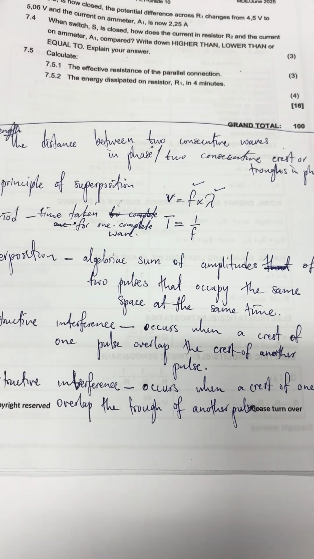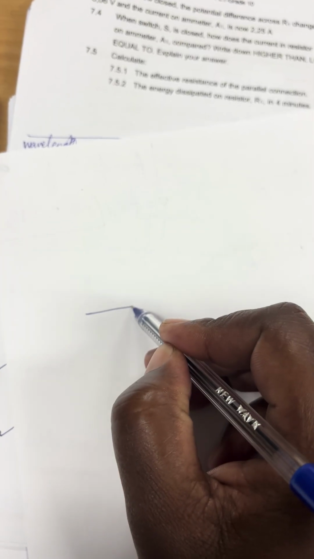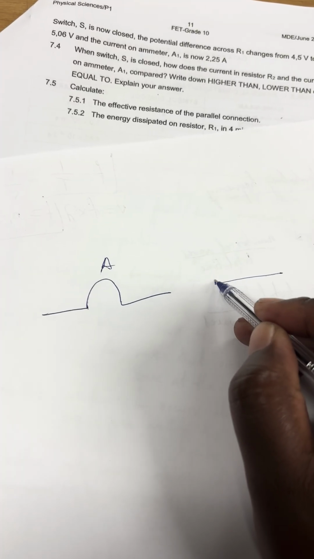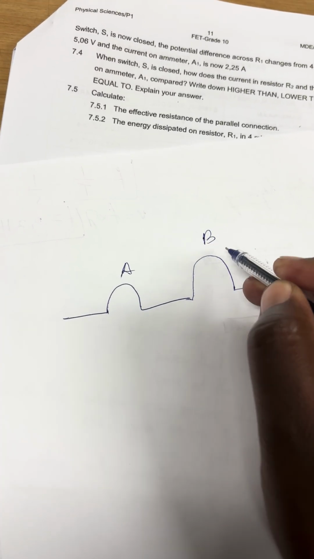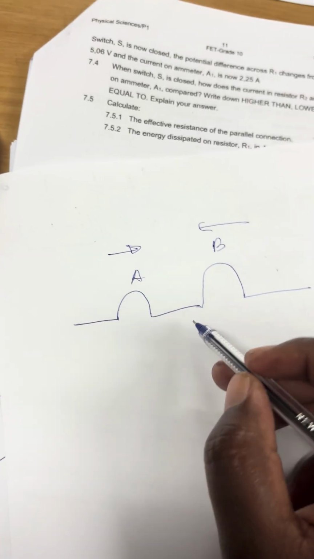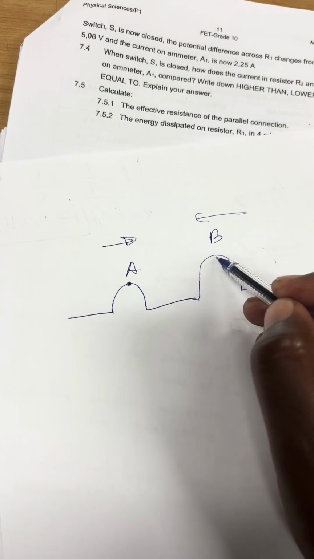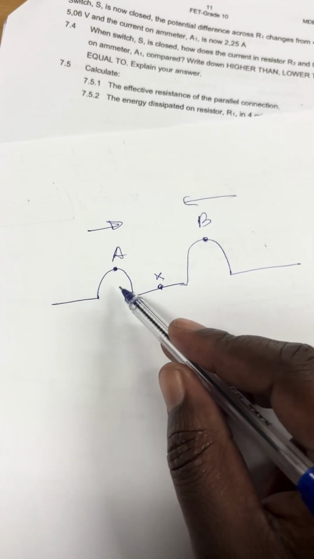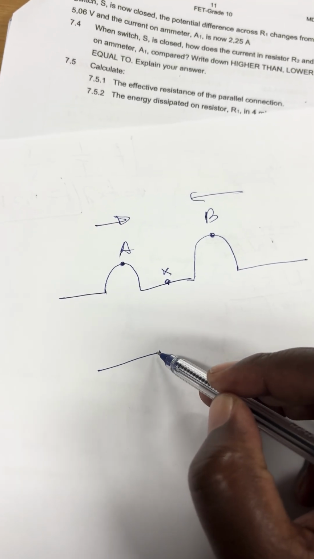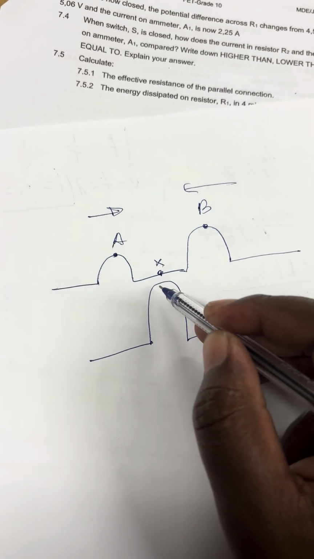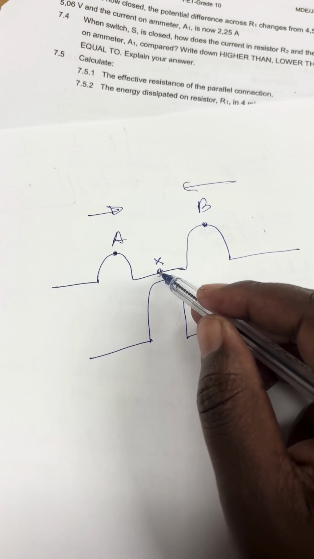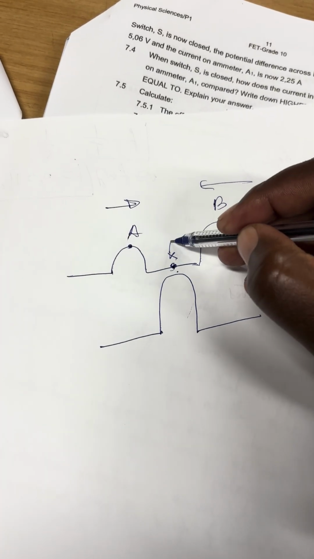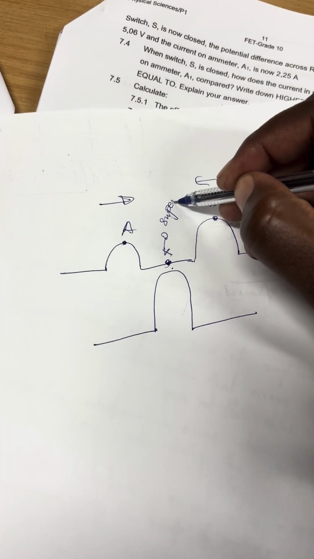So in simpler terms, if I have a pulse which I'm going to call A and another pulse which I'm going to call B, they move towards each other, and since these 2 pulses are on the same side, when they meet at, let's say, point X, these 2 pulses will undergo what we call constructive interference. And what will happen here at this point X is what is going to be called superposition.